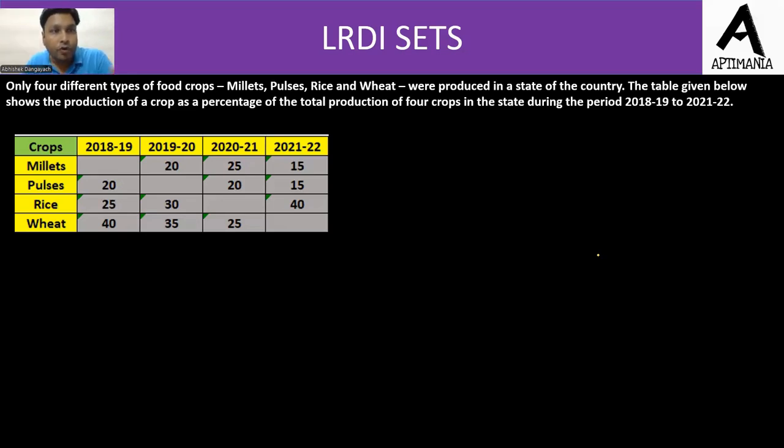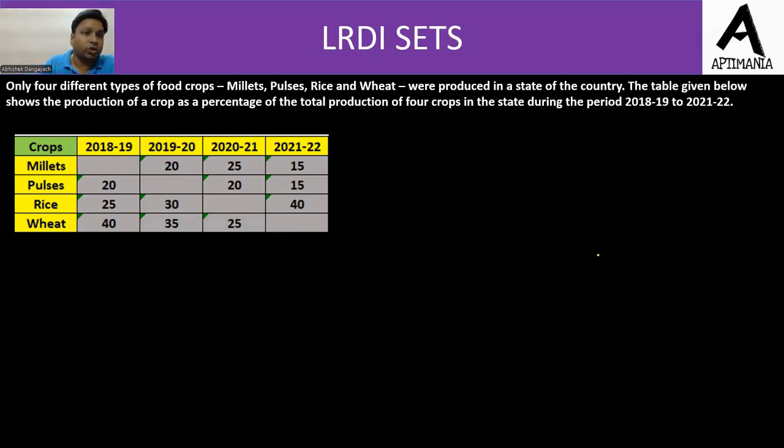The set is production of food crops. Only 4 different types of crops, millets, pulses, rice, and wheat, were produced in the state of the country. The table given below shows the production of a crop as a percentage of total production of 4 crops in the state during the period 2018-19 to 2021-22.